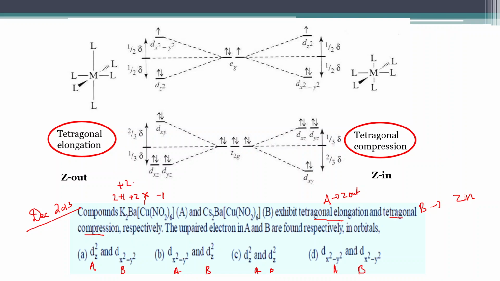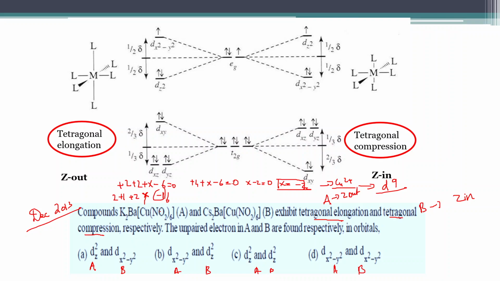So +2, +2 plus X minus, here 6 ligands are there, so -6 equal to 0 is the equation. +4 plus X minus 6 equal to 0, and we will get X minus 2 equal to 0 and X equal to -2, which you all know. So the copper is in its +2 oxidation state, and that is an example for D9.